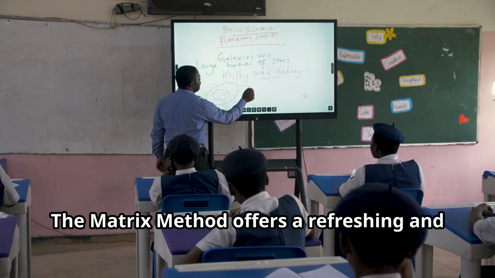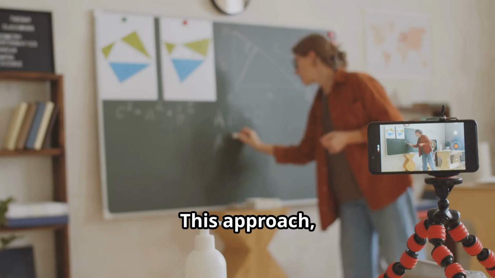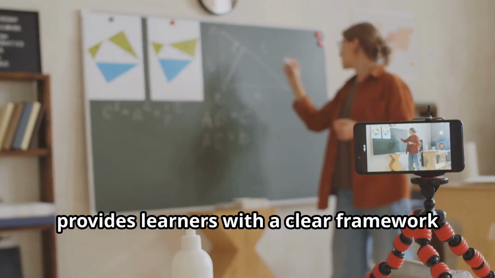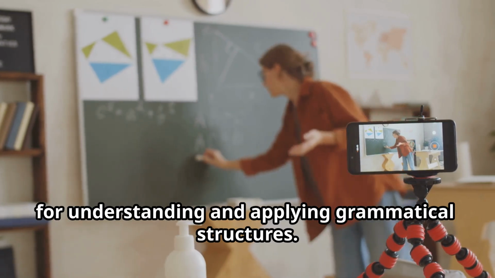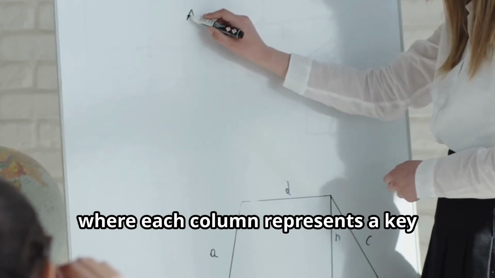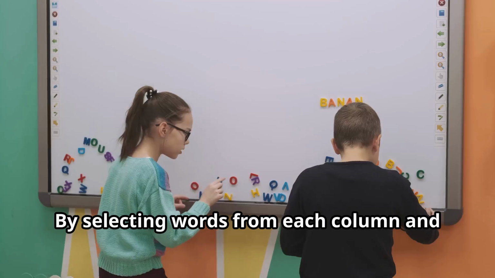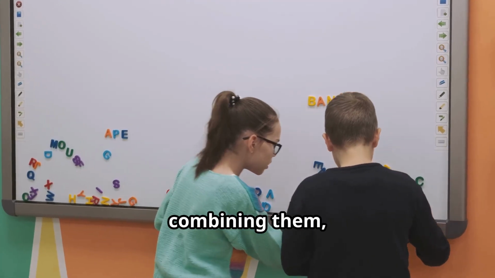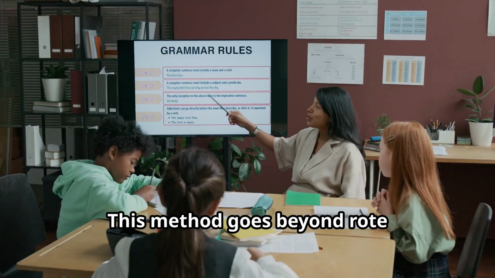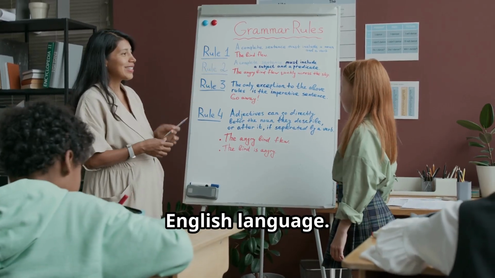The Matrix method offers a refreshing and effective alternative to traditional ESL instruction. This approach, grounded in the principles of structured learning and combinatorial practice, provides learners with a clear framework for understanding and applying grammatical structures. Imagine a simple grid, a matrix, where each column represents a key component of a sentence: subject, verb, object. By selecting words from each column and combining them, learners can generate an endless array of grammatically correct sentences. This method goes beyond rote memorization. It empowers learners to discover the underlying patterns of the English language.